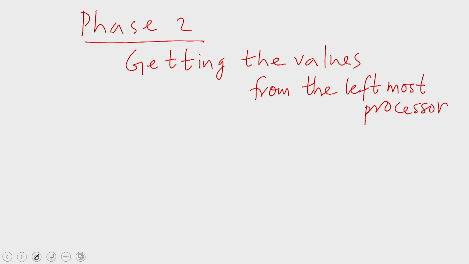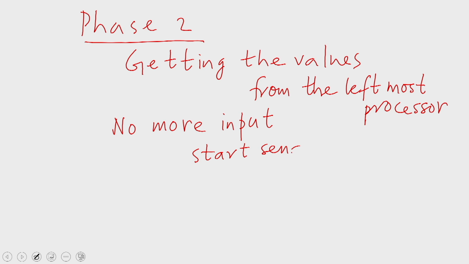So, we are going to follow the following protocol. Each processor will start passing left when no more input is received from the left neighbor. If there is no more input, then the processor knows that all the input that had to come has come, and now the processor contains the correct value that it should contain. Therefore, this value can now be output from the left end. So, if there is no more input received from the left neighbor, start sending the values to the left.